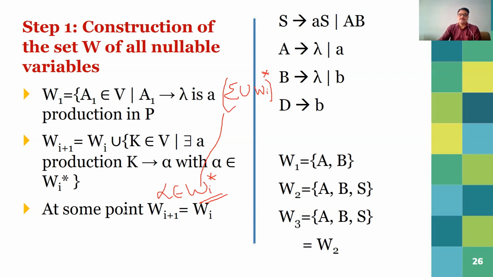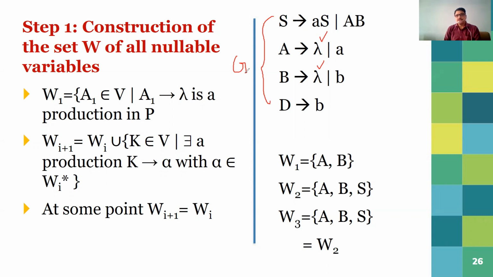Simple, right? So we have to do the same process until we find Wi+1 not equal to Wi. Clear? So with the help of an example, we can see the process of constructing the set W of all the nullable variables. Suppose a grammar is given to you in this format: S to AS or AB, A to null, B to null, and D to B, right? So this grammar G is given to you.